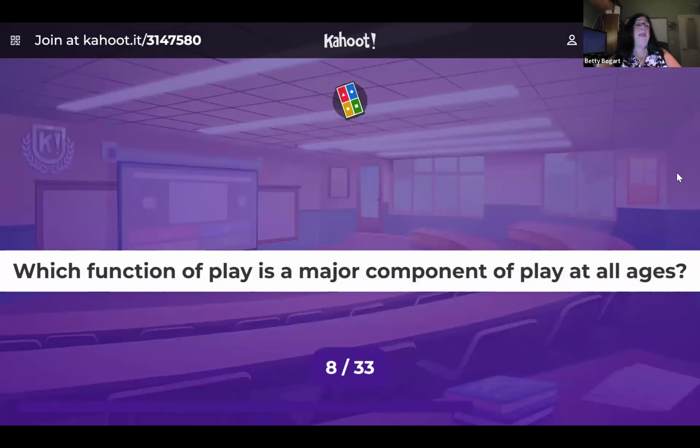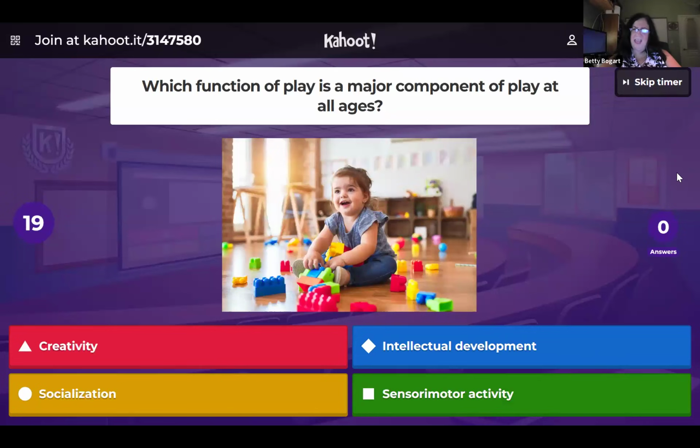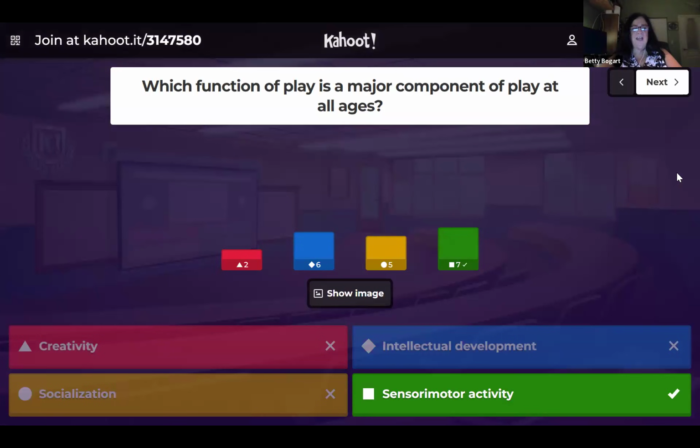Each function of play is a major component of play at all ages. What does play do for that child? It's called sensory motor activity, okay? It promotes them to use their senses, their smell, their touch, their hearing, whatever. And then, of course, their mouth, which explores the world. And of course, we know a block, they're always throwing things in the air and making things move. That motor, okay? Sensory motor.